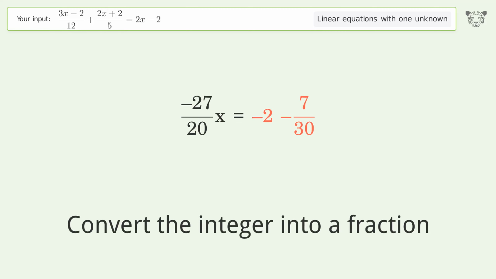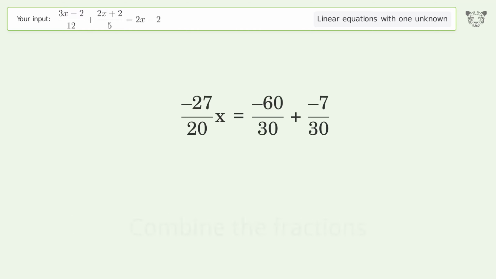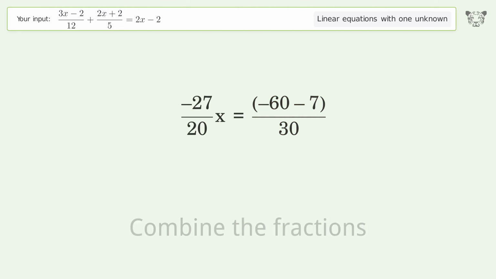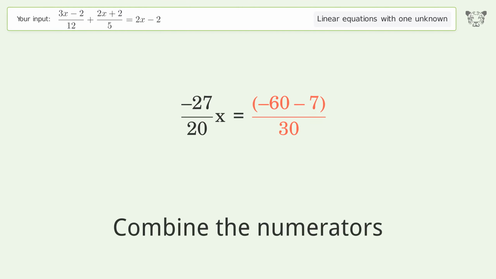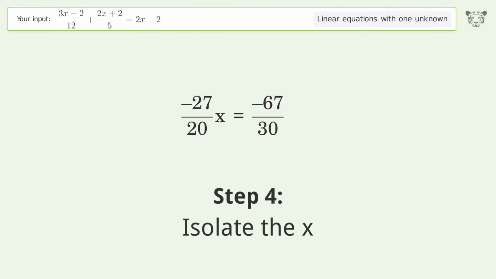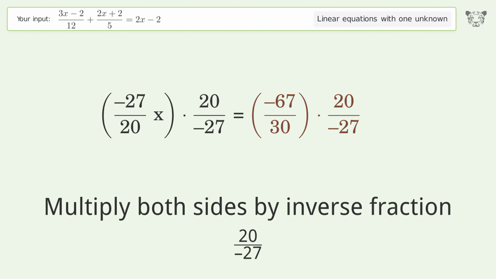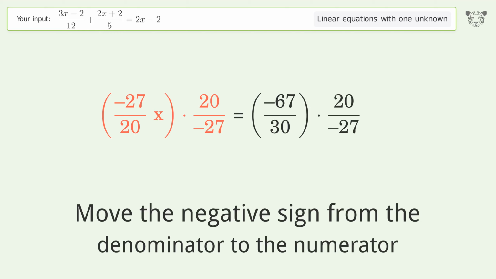Convert the integer into a fraction. Combine the fractions. Combine the numerators. Isolate the x. Multiply both sides by inverse fraction 20/-27. Move the negative sign from the denominator to the numerator.